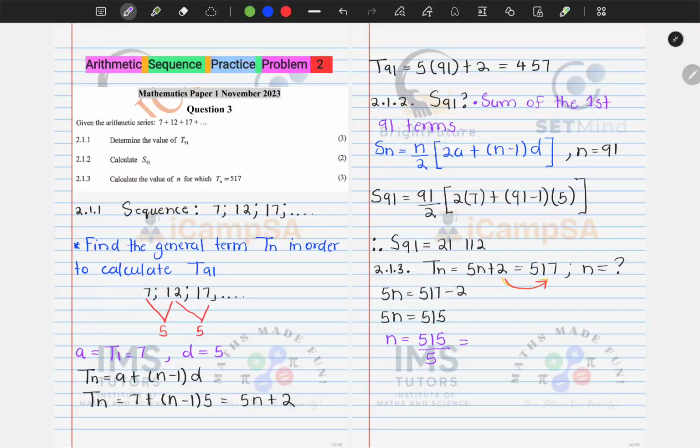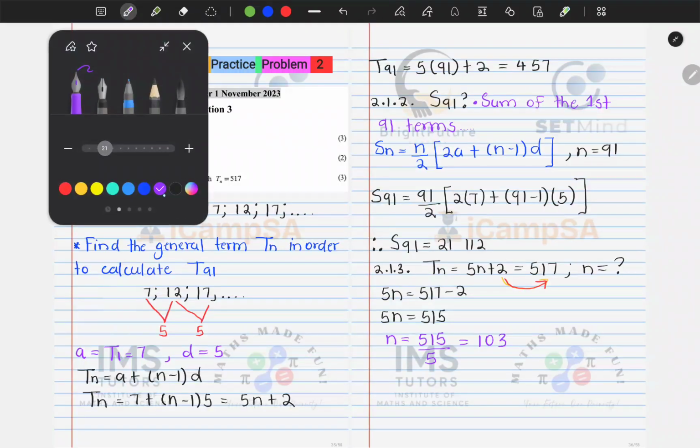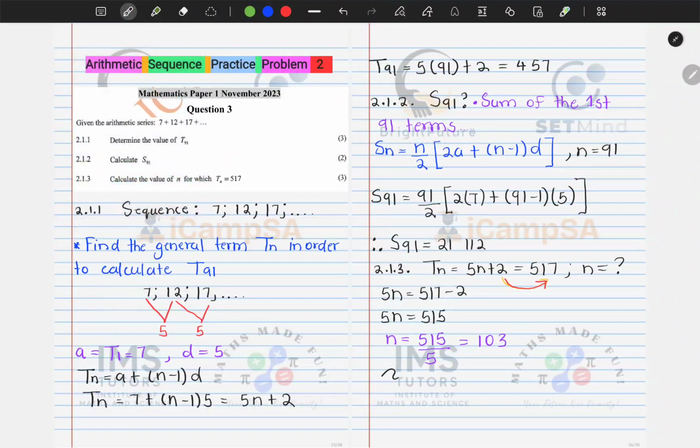I'll go to my calculator and quickly punch this. The value which I obtain when I do 515 divided by 5 is 103. So for problem 2.1.3, the n value which we are supposed to obtain is 103. What does this mean? It means it is T103 which is equal to 517. I hope this does make sense.